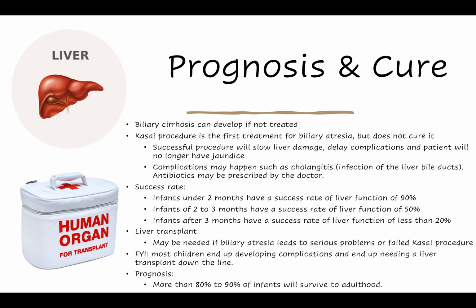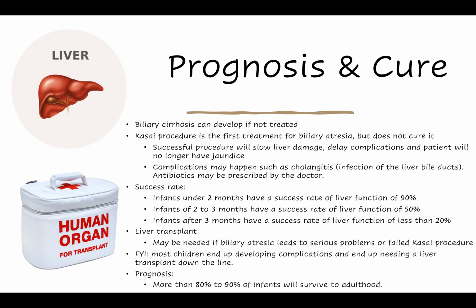Prognosis and cure. Biliary cirrhosis can develop if not treated. The Kasai procedure is the first treatment for biliary atresia, but it does not cure it. The successful procedure will slow down liver damage, delay complications, and patient will no longer have jaundice. Complications may happen, such as cholangitis. Antibiotics may be prescribed by the doctor.